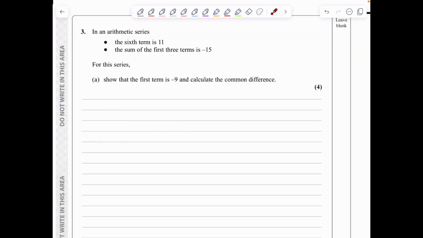In question 3, we're dealing with an arithmetic series having the sixth term being 11 and the sum of the first three terms being negative 15. And we need to show that the first term is negative 9 and then calculate the common difference.